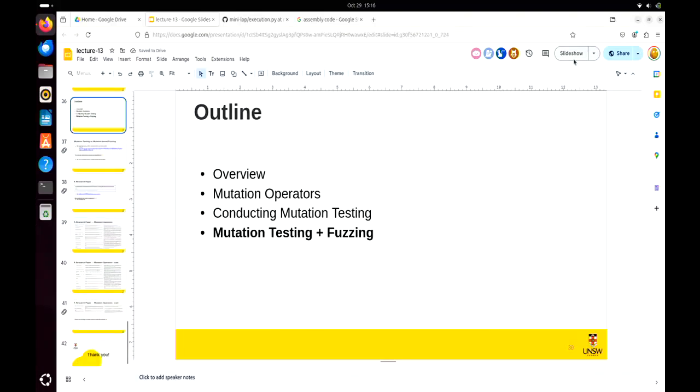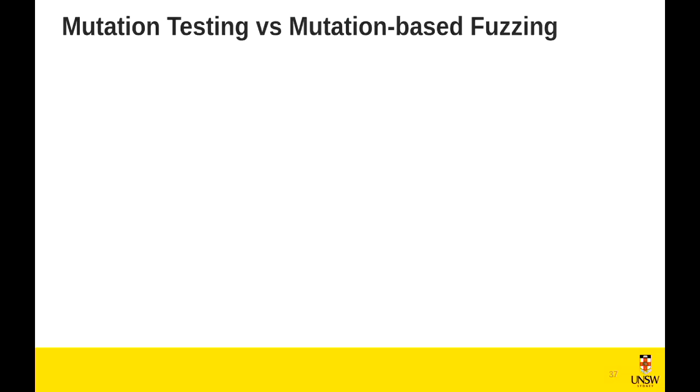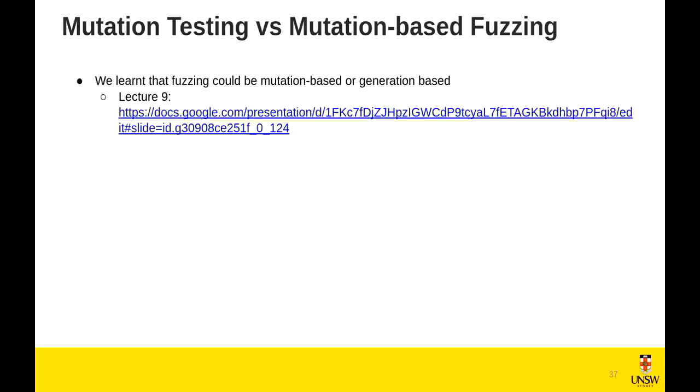So let's continue to our last topic today, which is to use mutation testing together with fuzzing. There are two concepts that sound very similar to each other: mutation testing and mutation-based fuzz testing, or mutation-based fuzzing. In lecture 9, we learned that fuzzing could be either mutation-based or generation-based.